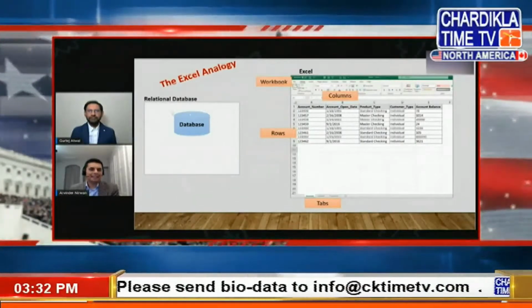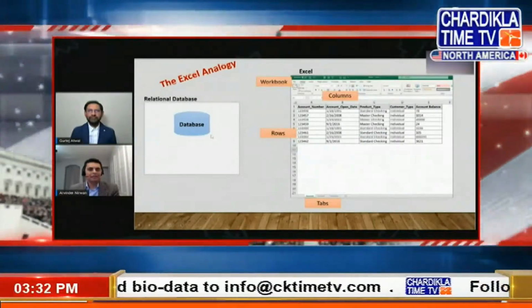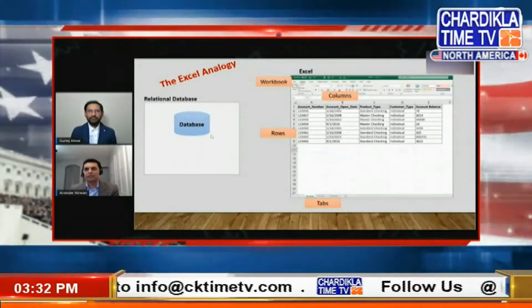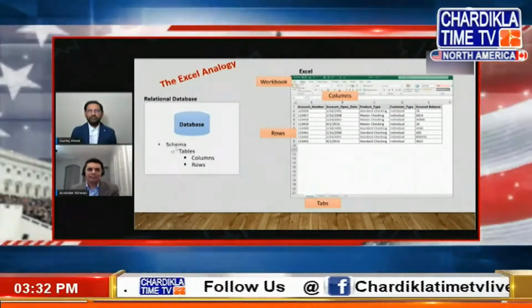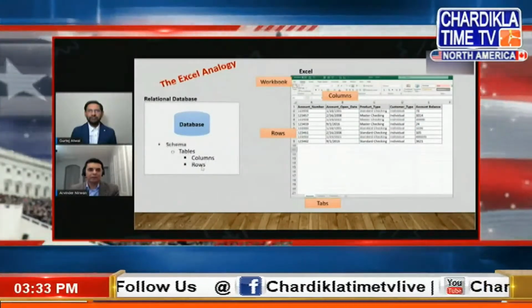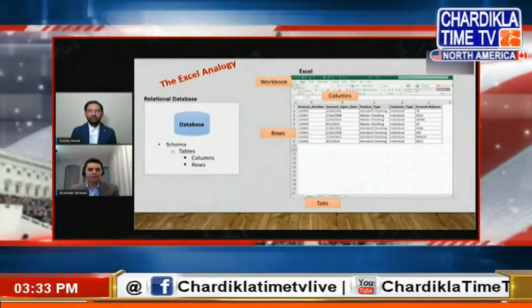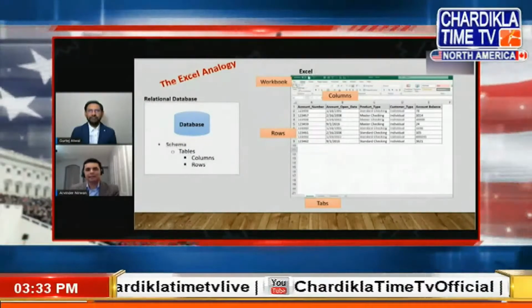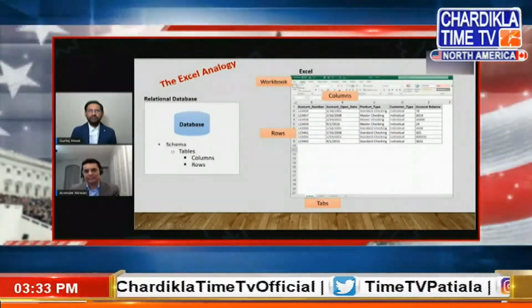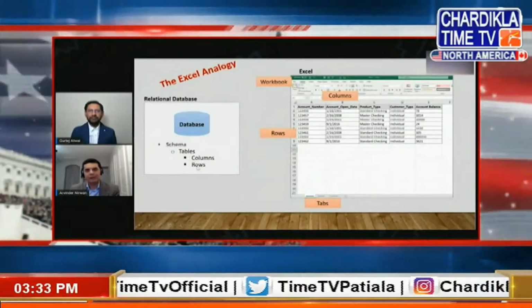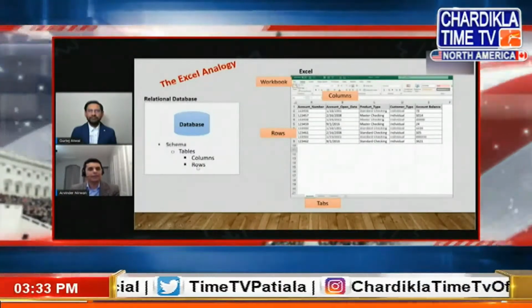Right, this cylindrical shape is a universal model that is used to represent a database. Within the database, there are schemas, tables, and within tables, there are rows and columns. And the reason I have this side by side is that a schema is pretty much like an Excel workbook. A table is similar to these tabs, and then we have rows and columns in the database that show the data itself.